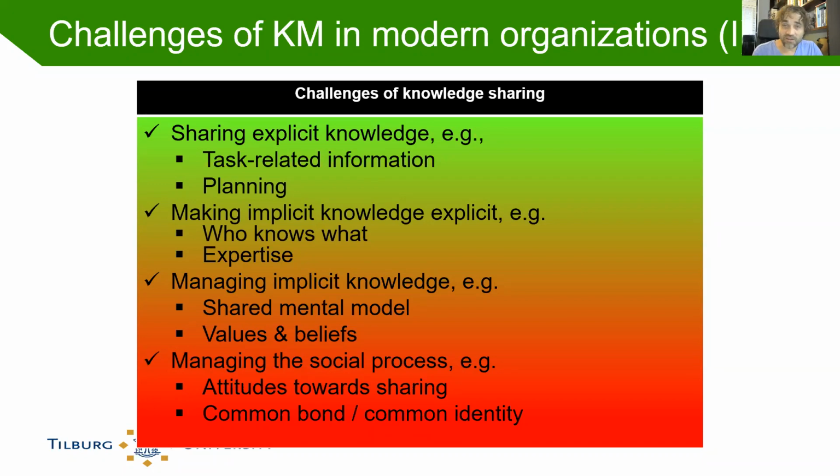A bit more challenging is making implicit knowledge explicit. So, we now have a basic idea of what we are supposed to be doing, but who can do what? Who knows what? Who has which expertise? Is there someone else in the organization who can help us with that? So making implicit knowledge explicit, who knows what? That's already a bit more difficult because up front you often don't know who knows what.